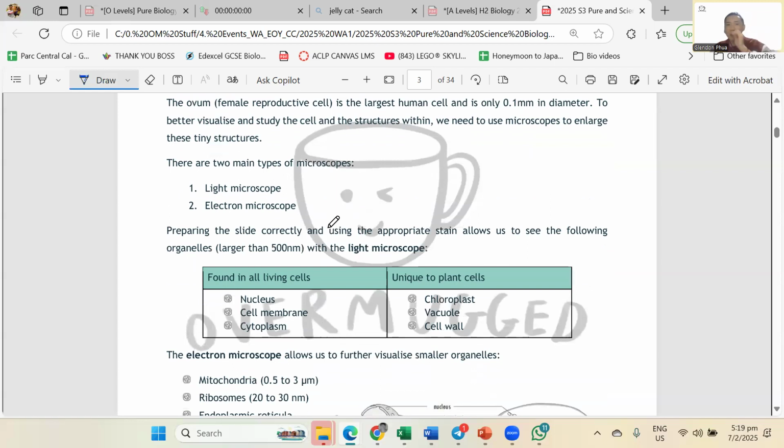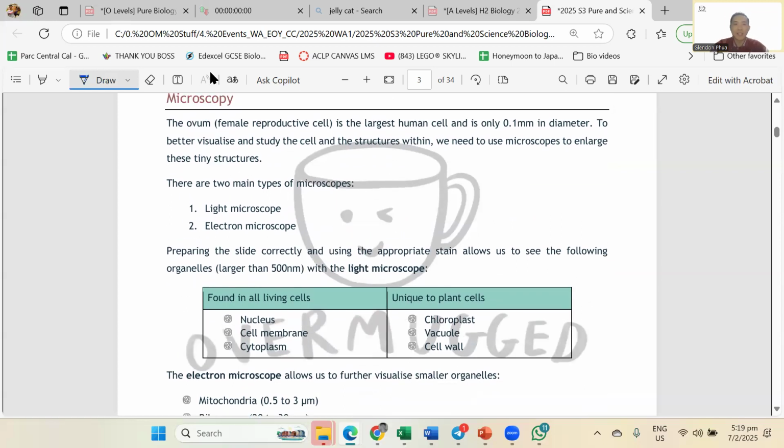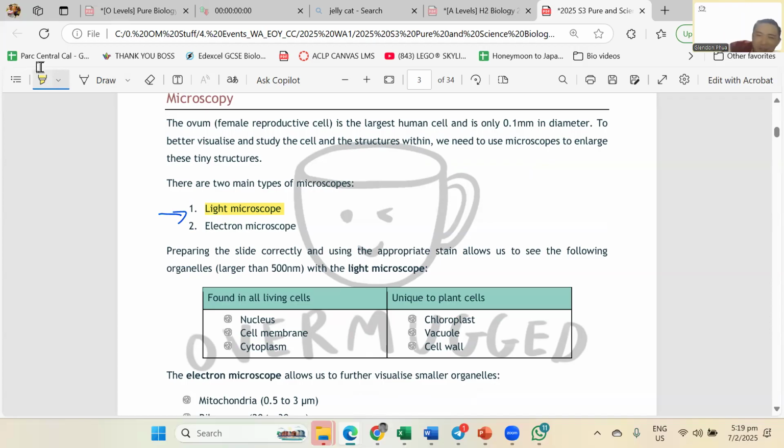Now, the microscopy part. I just need you to know there are 2 types of microscopes. If a question comes out, likely it's going to be a light microscope. Why? Electron microscope, you are never going to touch it until you go to university. In A-levels, you learn a bit, but O-levels, they tend to like to test light microscope more. So for WA, maybe you can focus on that. Now, for light microscope, it's not the most powerful microscope.